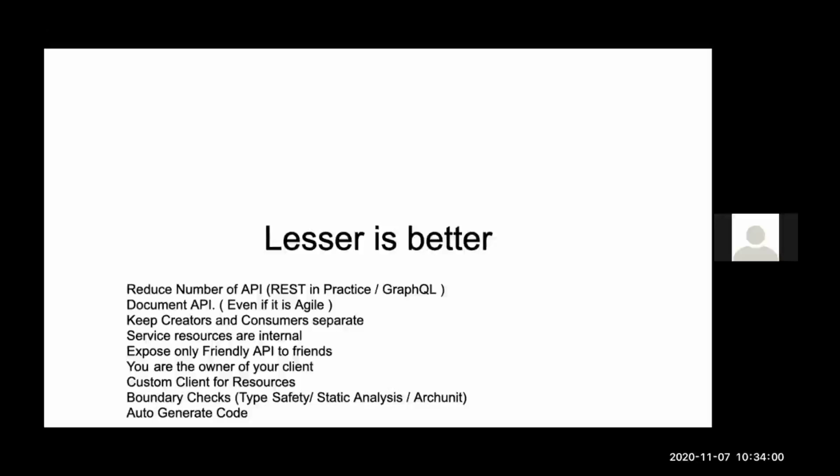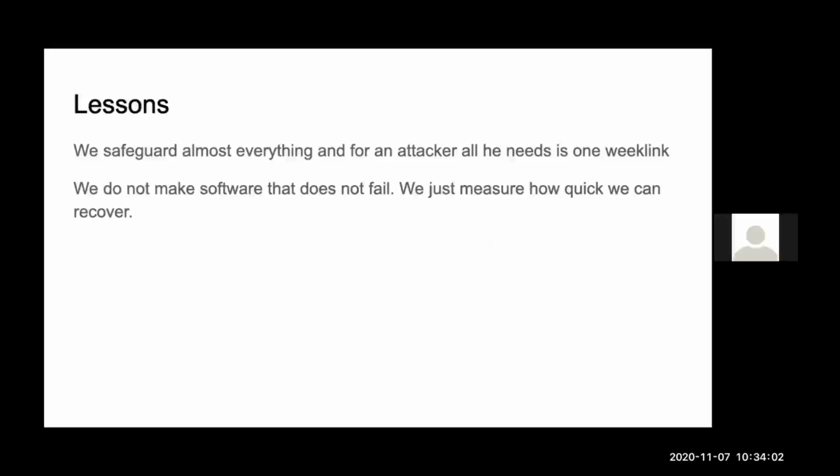That is one thing. So lessons: we safeguard almost everything, but an attacker needs just one weak link. Keep that in mind before you design your system. We do not make software that will not fail. Actually, we are making software where how quickly we can recover is the only measurement that we can do today. So always put your monitoring and all that in check before you expose your thing to the final product. That's how you can safeguard.